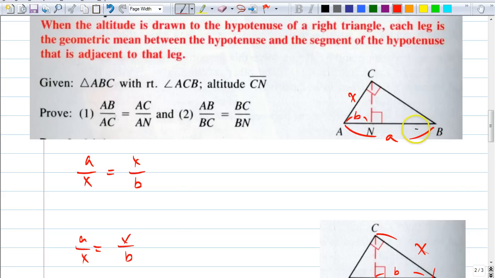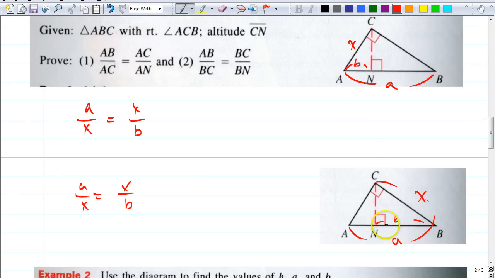There are two segments of this hypotenuse, once you draw this altitude. Which one are they talking about? The one that's adjacent to this leg. And if I chose the other leg, CB, which one is adjacent to CB? NB. Why can't it be CN? CN is not a segment of the hypotenuse, because when they say segment of the hypotenuse, they mean the original hypotenuse of that triangle ABC.